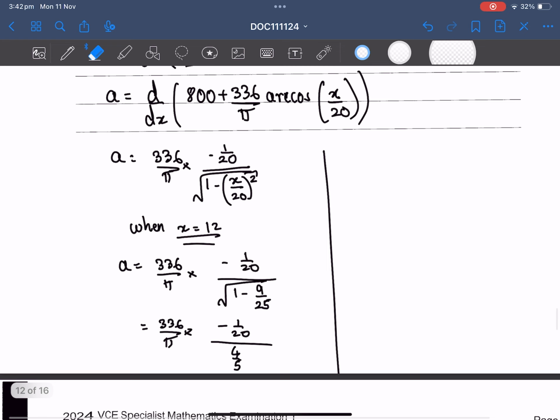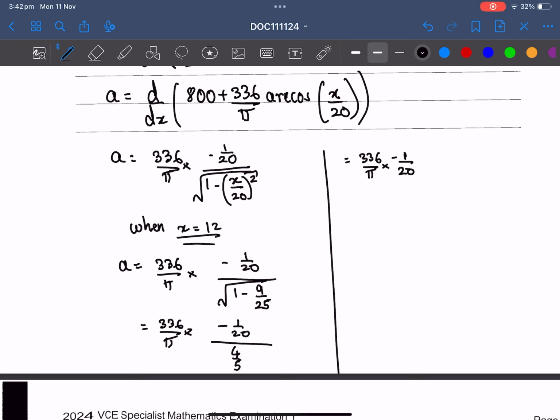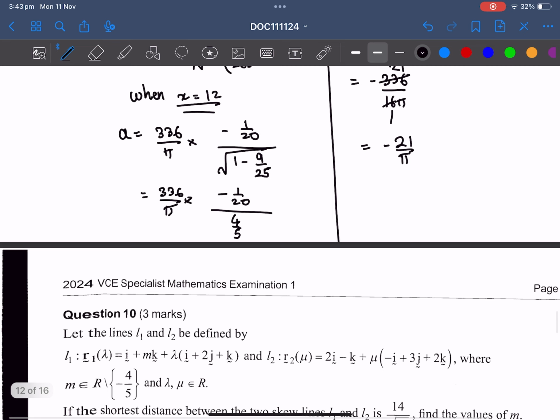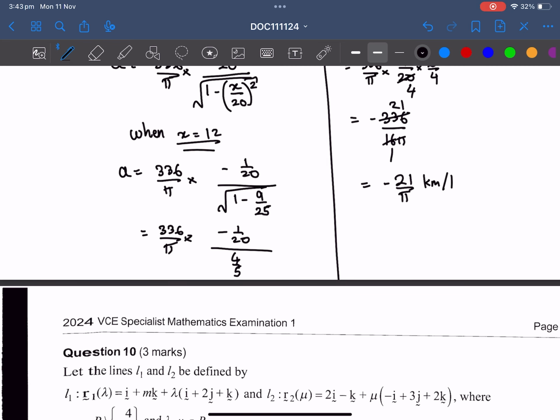So 4 on 5, which is equal to 336 on pi times 1 on 20 times negative 5 on 4. That would cancel out to 4. So this would be minus 336 on 16 pi. Does it cancel out by 16? I think it does. So 16 times 21. Yeah. So our answer is going to be negative 21 on pi. What was the units? Kilometers per hour squared. Kilometers per hour squared.